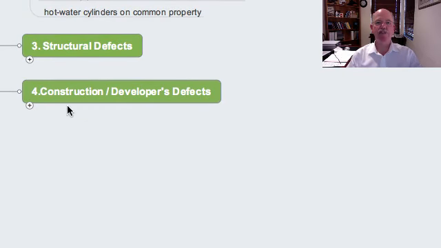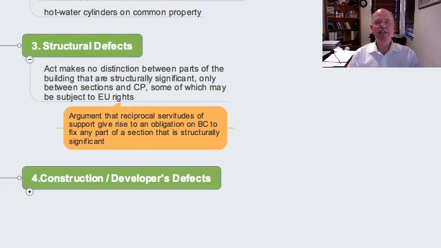Let's look at structural defects. The Act makes no distinction between parts of a building that are structurally significant and those that aren't. The only distinction is between sections and common property, and the fact that some of the common property may be subject to exclusive use rights.